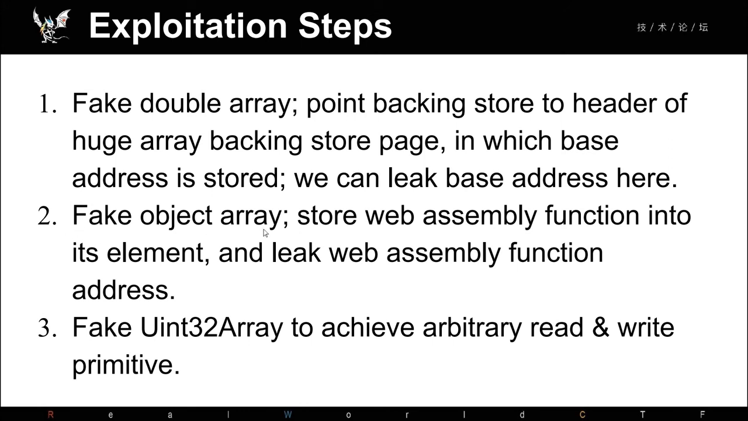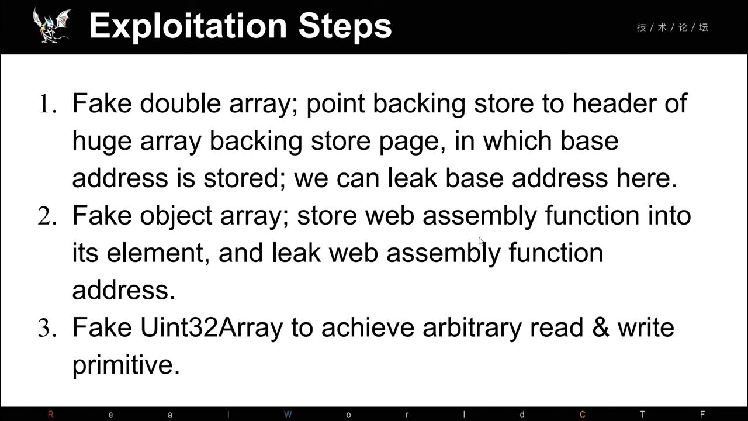Secondly, we fake an object array and store the WebAssembly function into its elements. Then we read the huge array, so that in this way we can leak the WebAssembly function address. And then finally, we can fake a uint32 array to achieve arbitrary read and write primitive. Once we get arbitrary read and write primitive, we can have a normal exploitation.